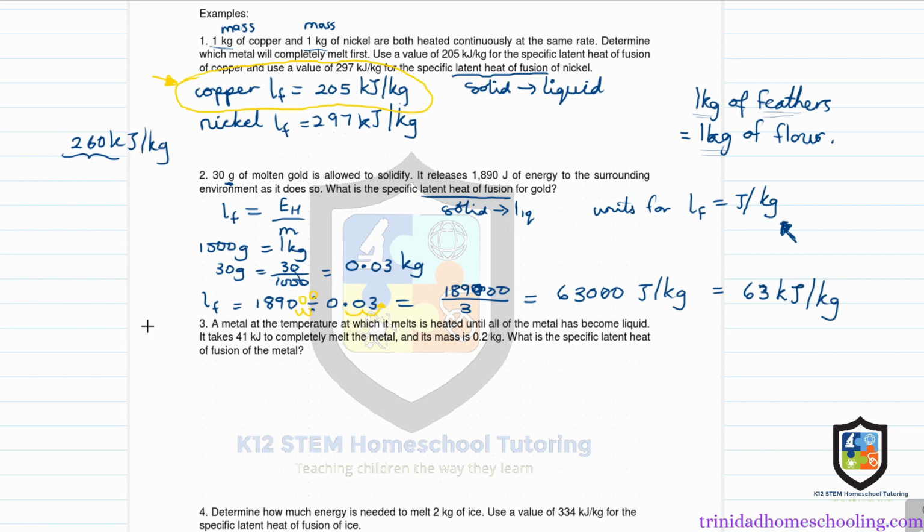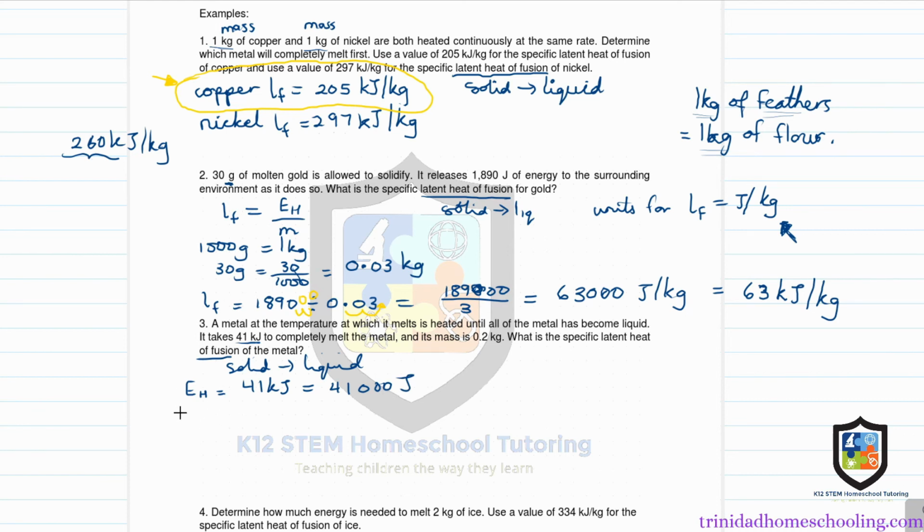Number 3. A metal at the temperature at which it melts is heated until all the metal has become liquid. It takes 41 kilojoules to completely melt the metal, and its mass is 0.2 kilograms. What is the specific latent heat of fusion of the metal? So we're talking about fusion again. So we're going from solid to liquid, and we want to find the specific latent heat. So they gave us the heat energy, which was 41 kilojoules, which is 41, and kilo means 1,000, right? Joules.